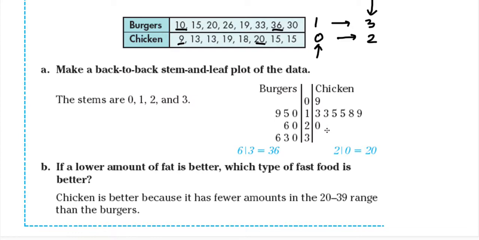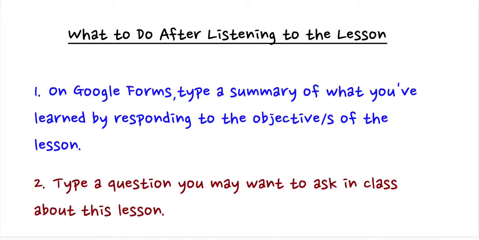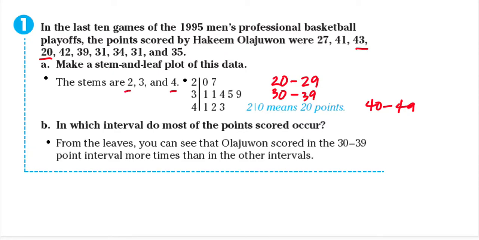In the 20 to 39 range, chicken has only 1 piece of data, where the burgers have 5 pieces of data. Because most of the data for chicken falls in the 10 to 19 interval range, which is a lot lower than what the burgers have. So this is how you interpret your stem and leaf plot. And I think that's it.